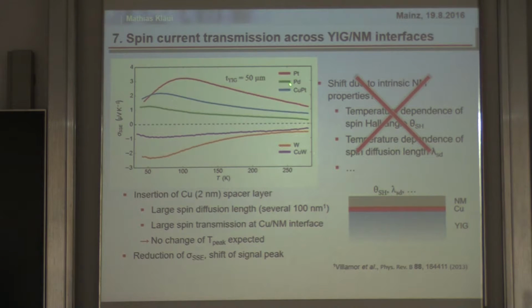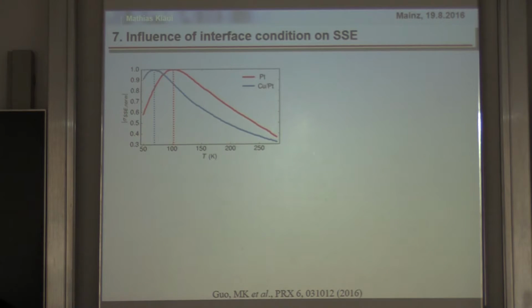Now compare copper platinum and platinum. You see here that the peak position changes again. Now you compare tungsten and copper tungsten. Again, the peak position changes. So really, it cannot be something that is due to the platinum, but there must be something at the interface happening. And so what we did is we looked at this temperature dependence in more detail.